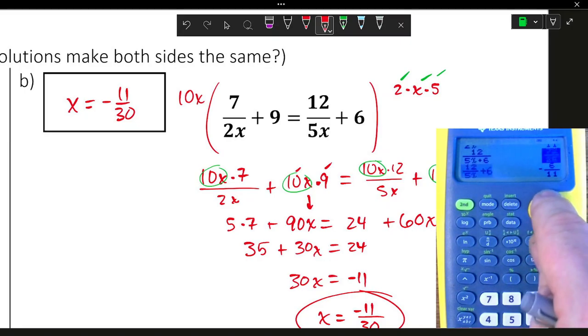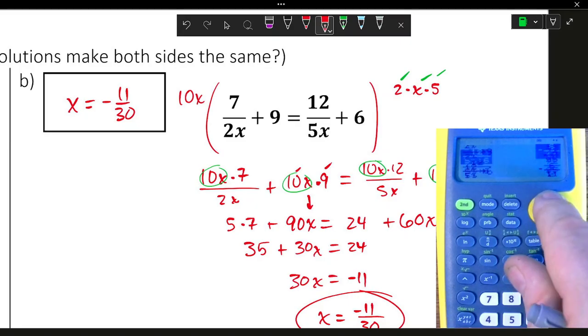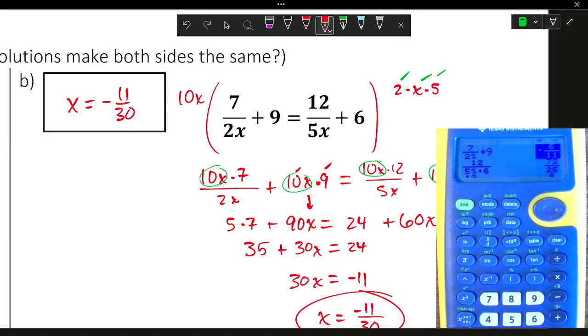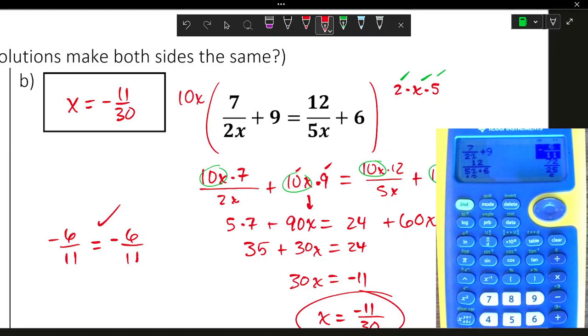But if I go back up, you can see the previous one, when I evaluated it, was negative 6/11 also. What that lets me say is, hey, both of these are negative 6 over 11, right? The left-hand side and the right-hand side both became that. That's why I can say this is most definitely a solution. X is negative 11 over 30.